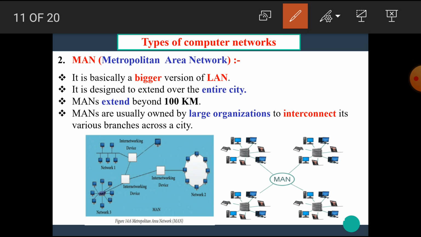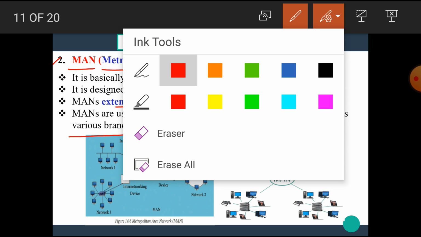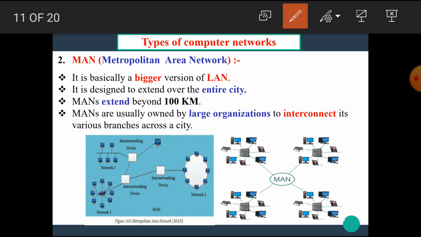Now let's see the next type of computer network, MAN, which stands for Metropolitan Area Network. It is basically a bigger version of LAN. It is designed to extend over an entire city. MANs extend beyond 100 km and are usually owned by a large organization to interconnect its various branches across the city. That means the connection all over the city is made by the MAN, that means Metropolitan Area Network, and the range of MAN is beyond 100 km.